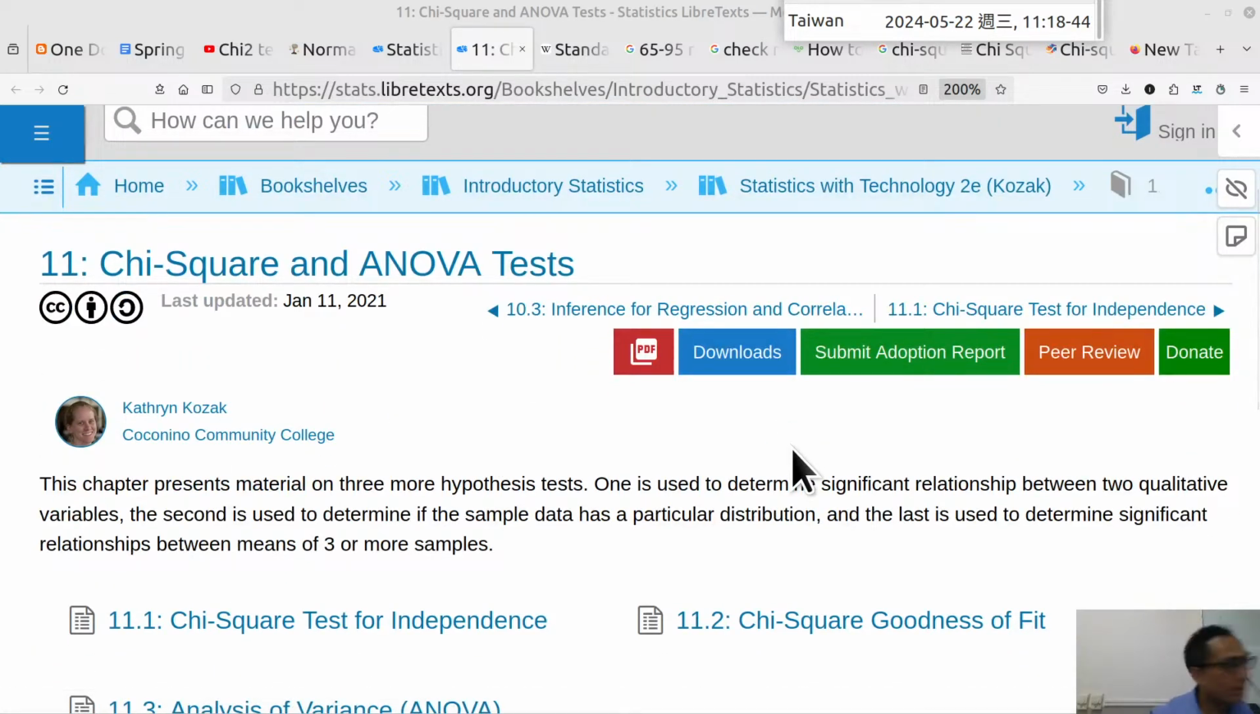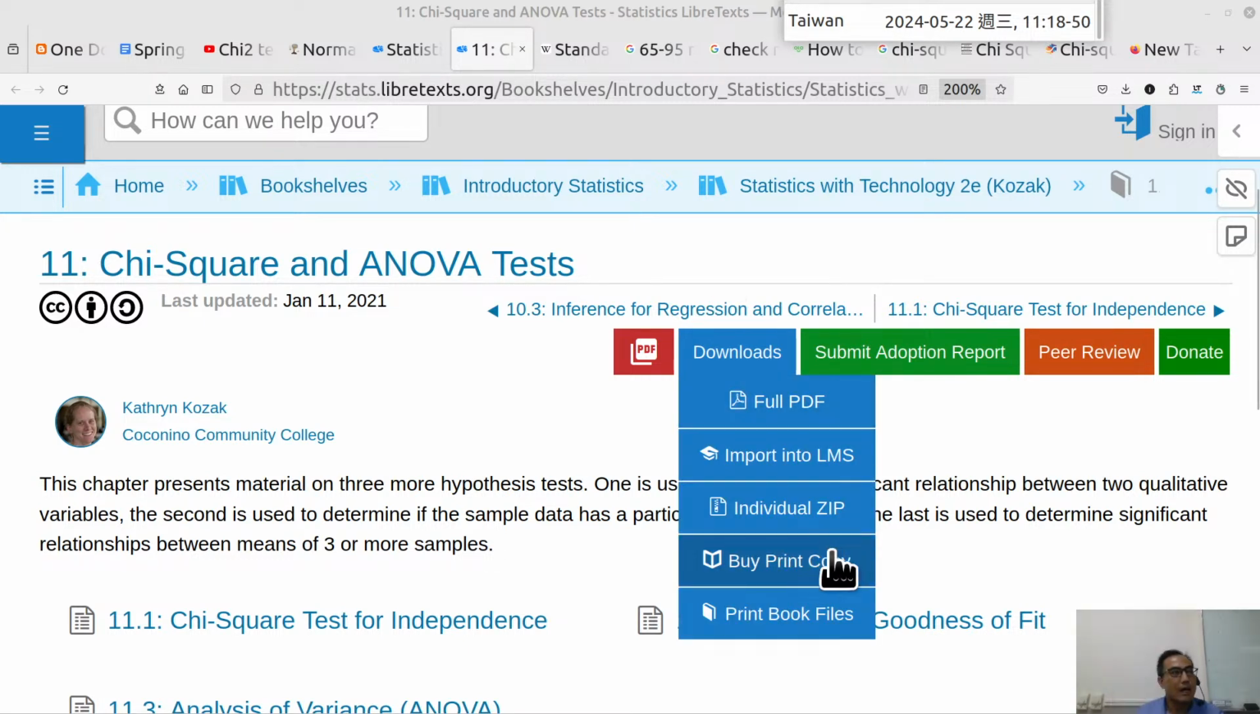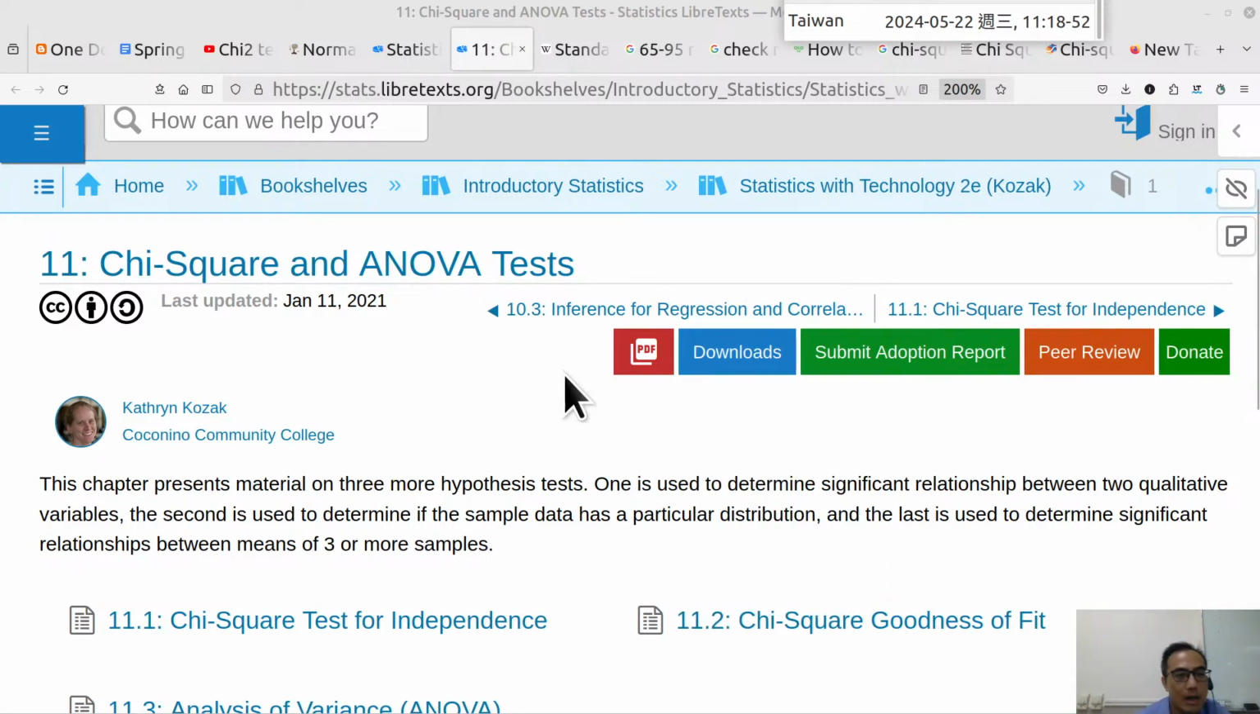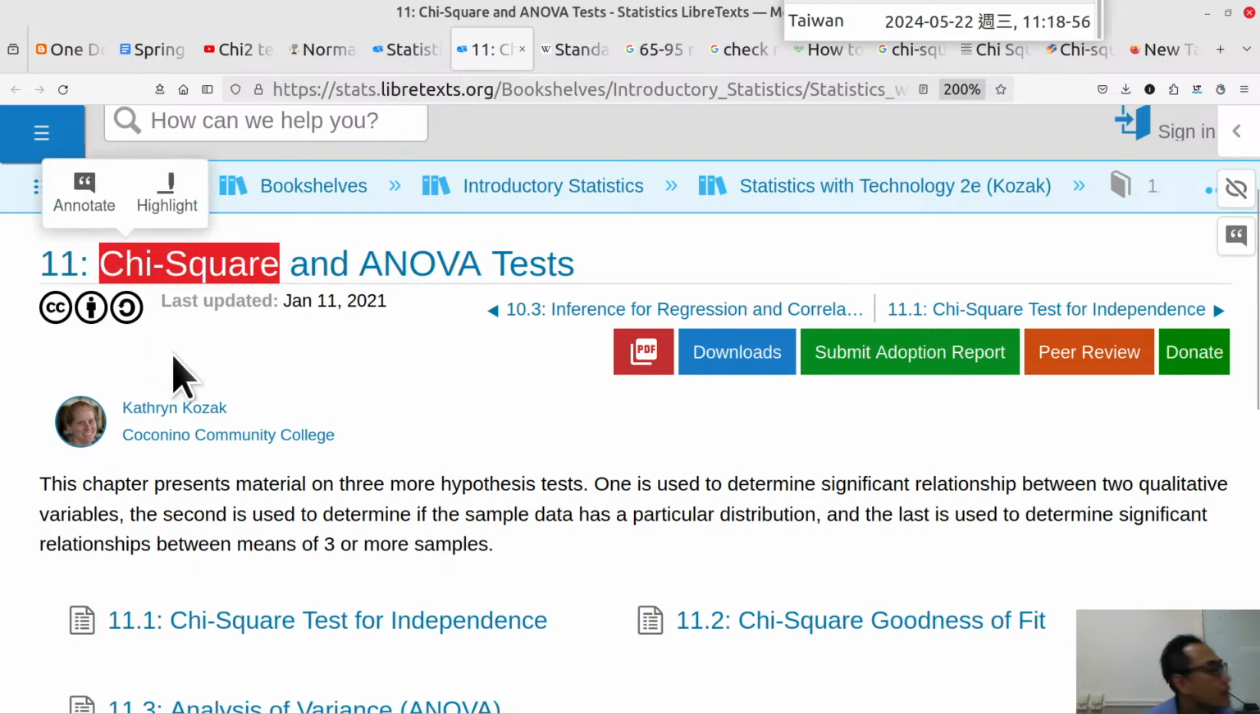Now, before I move to the next chapter, I will show the chi-square. This part. Chi-square. Again, the concept is not easy, but the operation, how to get the answer, is not difficult.